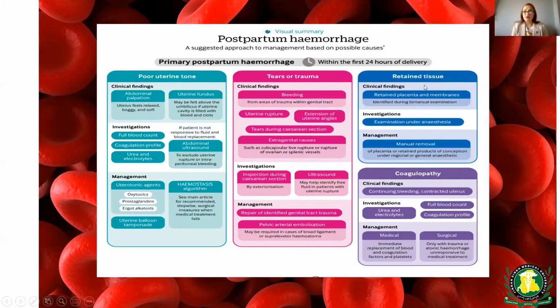Now let's talk about the third T, the tissue. Again, with a retained placenta or membranes, the common sense approach is to take the patient to the theater, give her some anesthesia, and remove the placenta or scoop the placenta out. It's called a manual removal of retained placenta, or MROP.